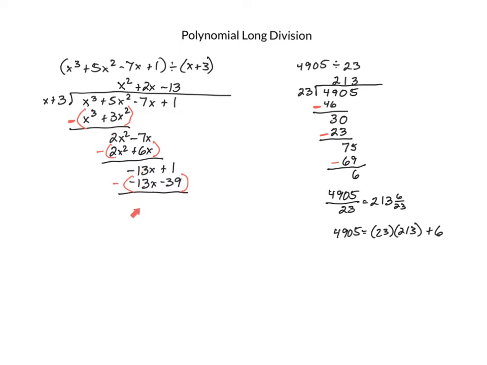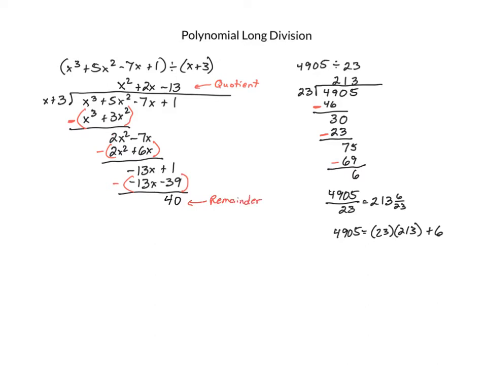Again, that first term is gone. We get a 0x. And we have 1 minus negative 39. That's 1 plus 39, or 40. So we have a quotient up here. Right, here's our quotient. And here's our remainder.